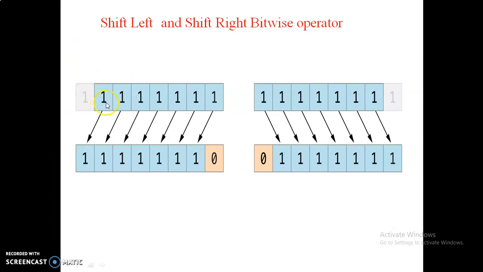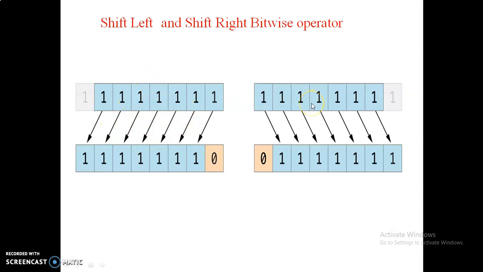This empty place was replaced. This one was placed here, this one is replaced here, and like that. The last bit was moved to the second place. The first place was empty, so 0 is placed there. The direction I showed you is the direction of the left shift.